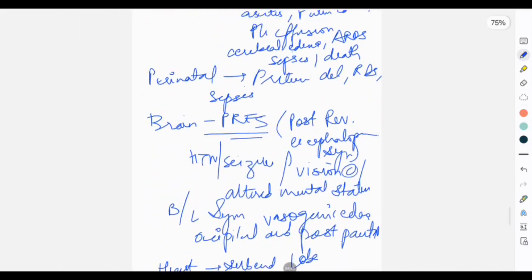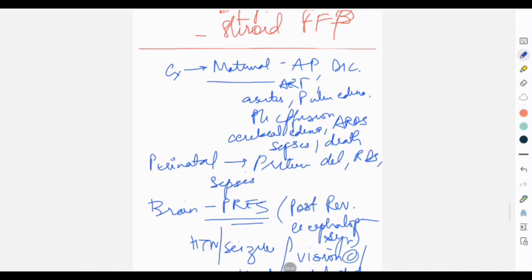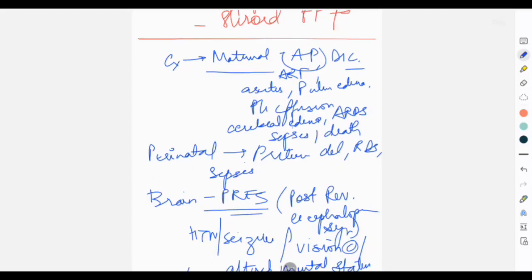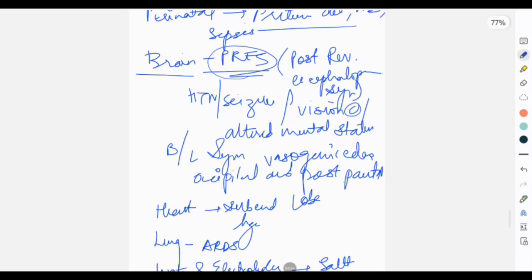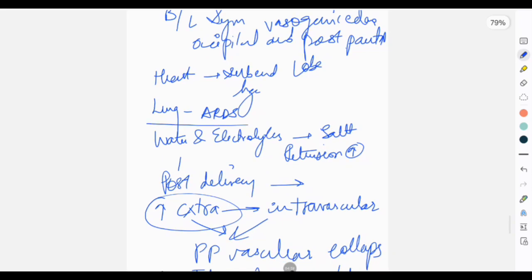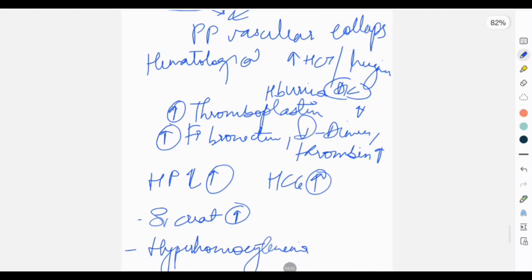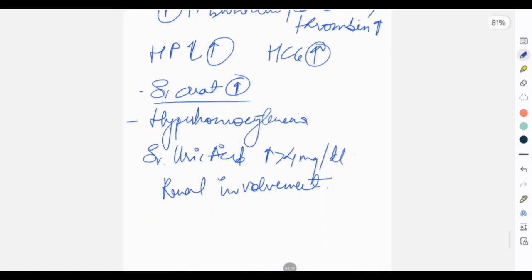So there is a list of complications, and the main complications are maternal, that is abruptio placentae, DIC, and perinatal preterm delivery. Brain is PRES, that is posterior reversible encephalopathy syndrome, and lungs, ARDS. Then hematological, increase in the hematocrit, serum creatinine and serum uric acid increases. So these are the parameters that have to be tested while evaluating for preeclampsia.